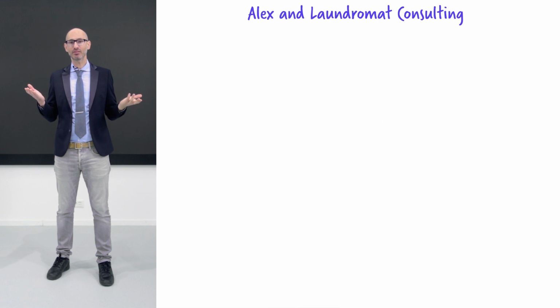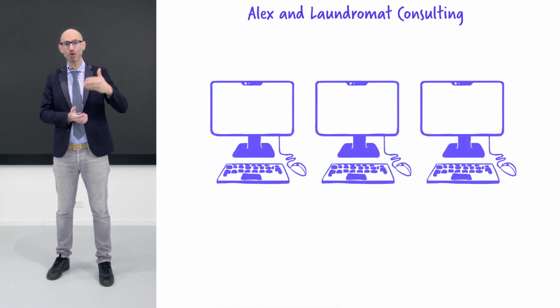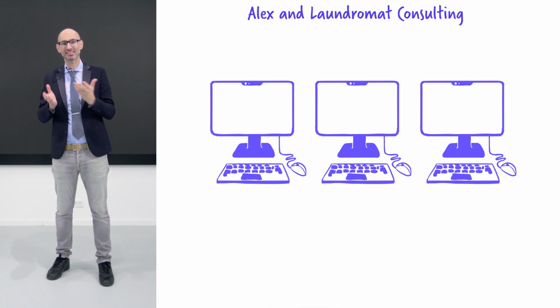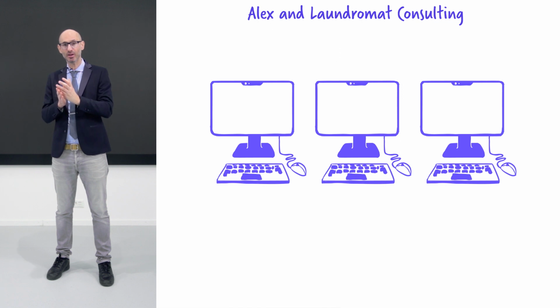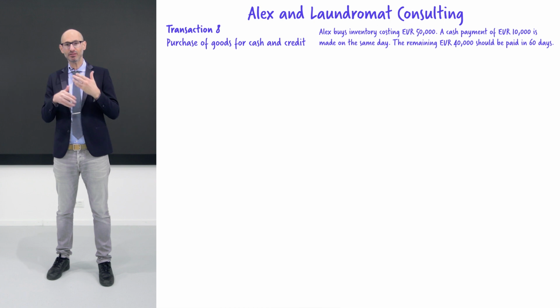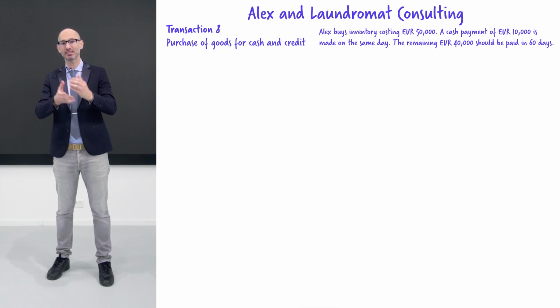Now, Alex wants inventory, but not software. He wants computers so that he can install the software on it at client sites. We will bundle the software with the hardware and sell together alongside his consulting services. He buys inventory costing $50,000. He makes a cash payment of $10,000 on the same day. The remaining $40,000 will be paid in 60 days.